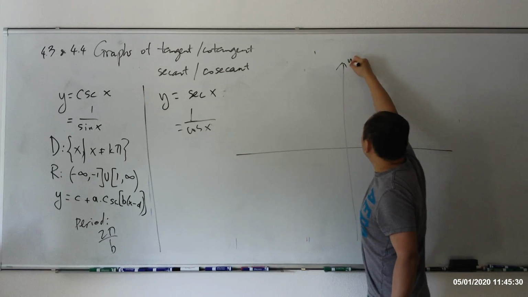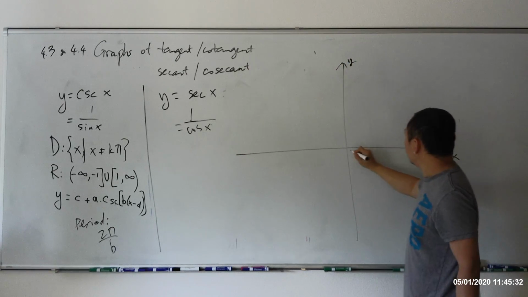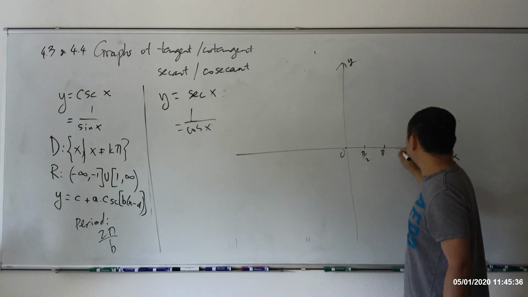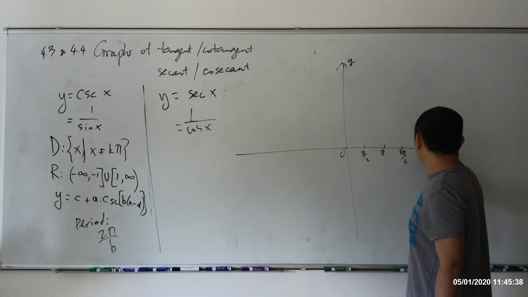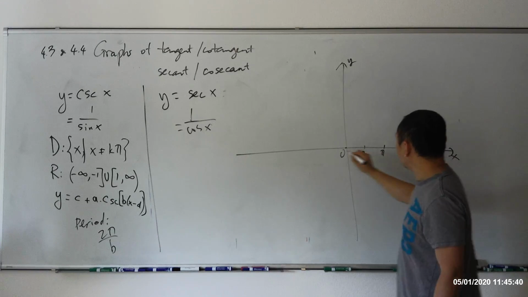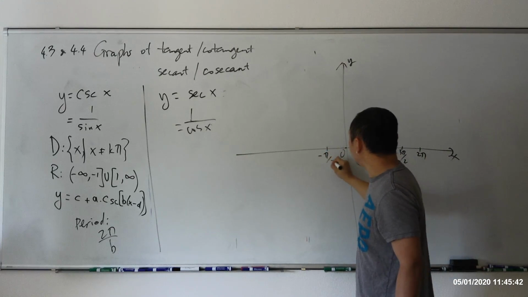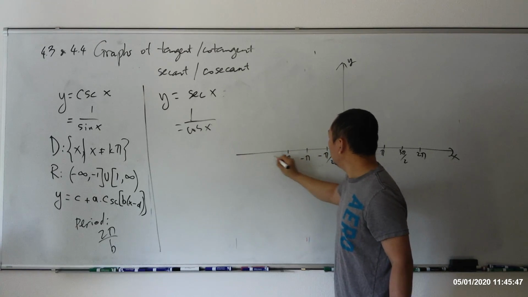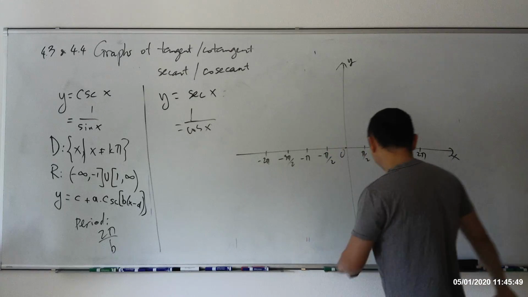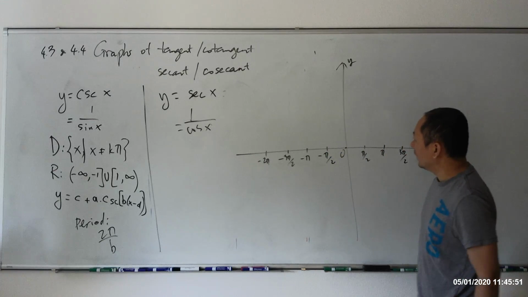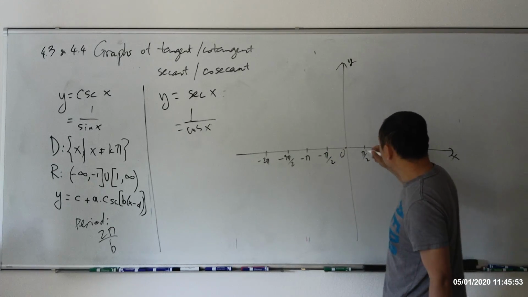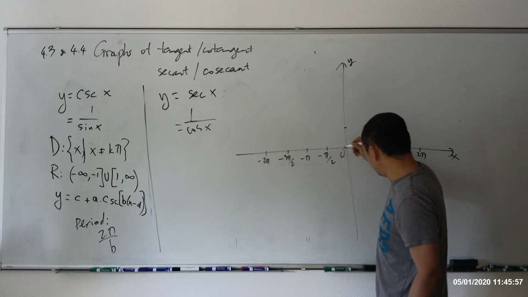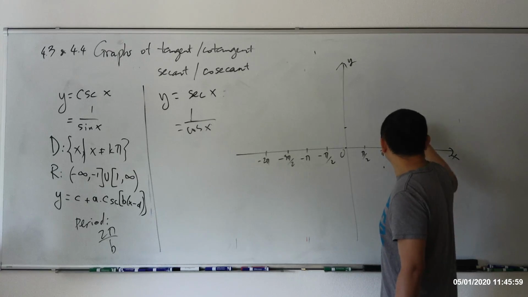This is the y-axis, and this is the x-axis. The origin is right here, pi over 2, pi, 3 pi over 2, 2 pi. It goes to the negative side as well: negative pi over 2, negative pi, negative 3 pi over 2, negative 2 pi. Okay? And for the cosine function, it's going to look like this. Cosine of 0 is 1, it's even, so up and down.